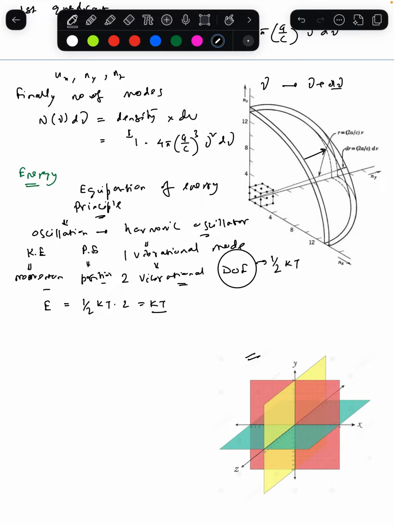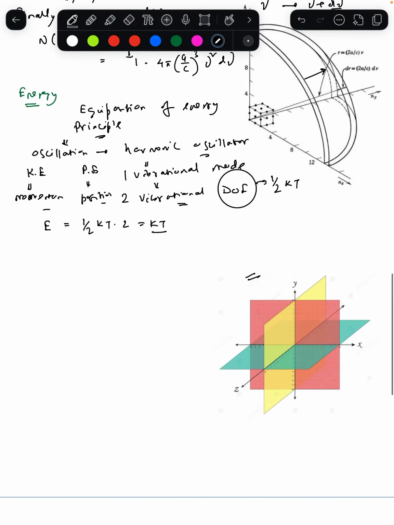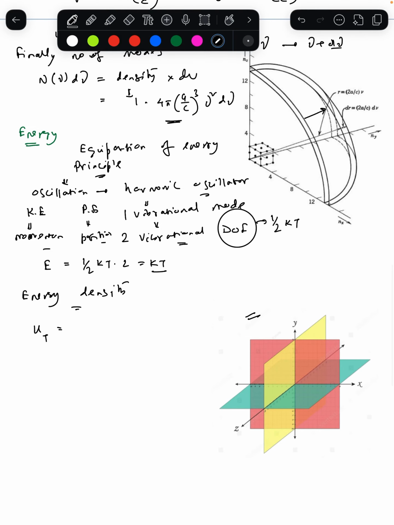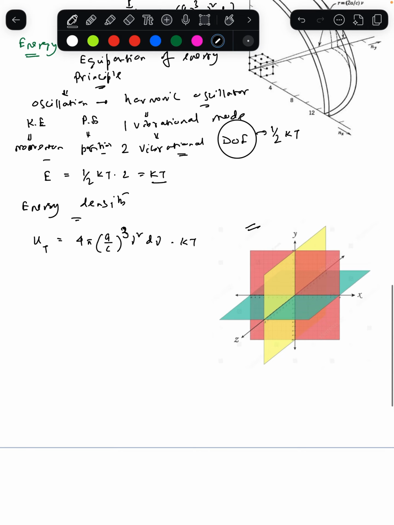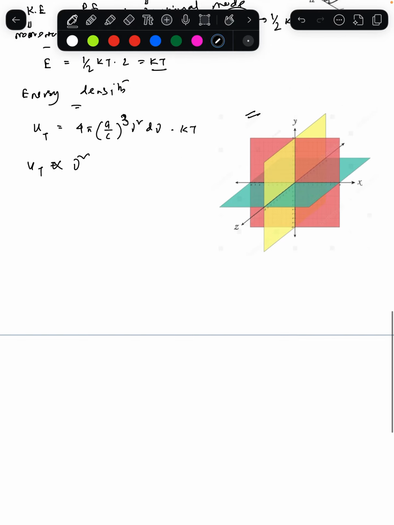This is a bit mathematical. Please be engaged. So finally, I am going to calculate the energy density. If I calculate the energy density, U suffix T will become this number of modes, that is 4 pi a by c whole cube nu square into d nu, that into kT. Now this is very important. Here finally, if you see this spectral energy density, it becomes proportional to nu square.